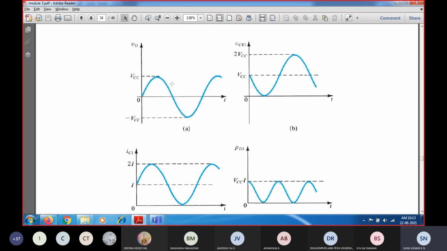And then as the output voltage starts increasing from 0, the collector to emitter voltage will start reducing, and it will reach 0 when the output reaches the maximum positive peak VCC. And similarly, as the voltage keeps on decreasing and reaches the negative voltage, you will be getting the collector to emitter voltage to be 2 times VCC.